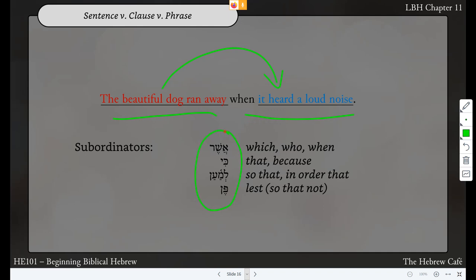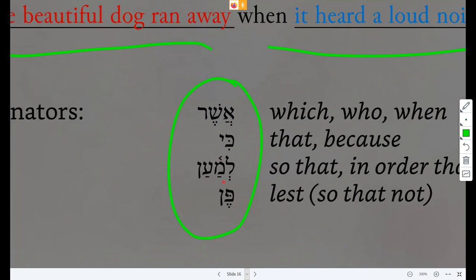These are our common subordinators in Hebrew. Asher means which, who, or when. It's simplified as she, that we've talked about before, with a dagesh in the next letter. Ki is that or because. Lema'an is so that or in order that. And pen means lest, or so that not, so that something doesn't happen.